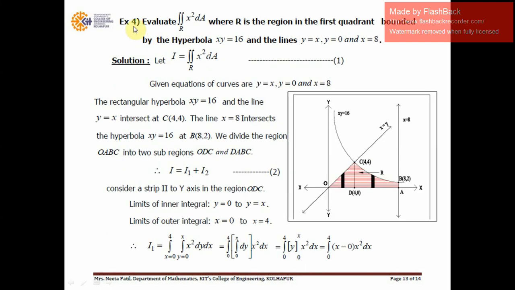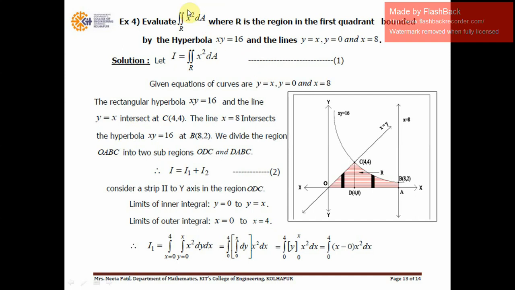Now take the last example. Evaluate double integration over the region R x square dA, where R is the region in the first quadrant bounded by the hyperbola xy is equal to 16 and the lines y is equal to x, y is equal to 0 and x is equal to 8.